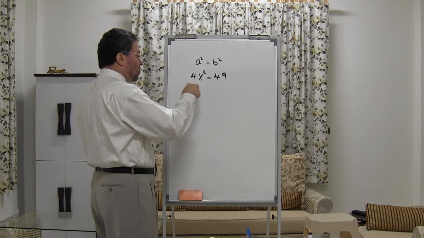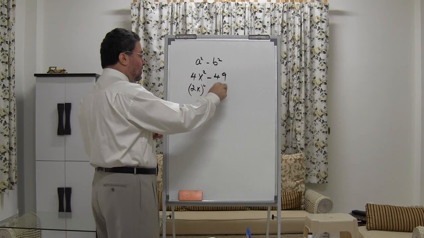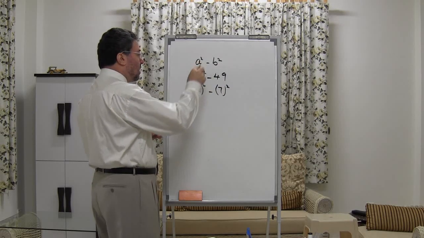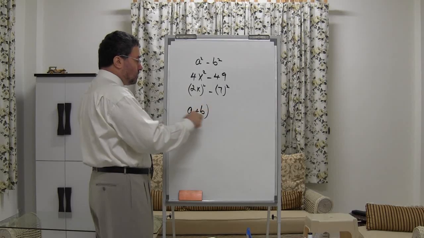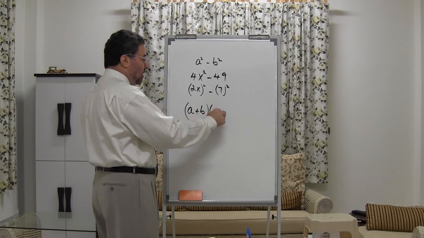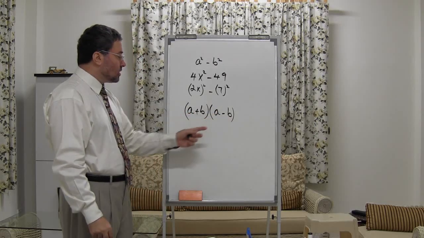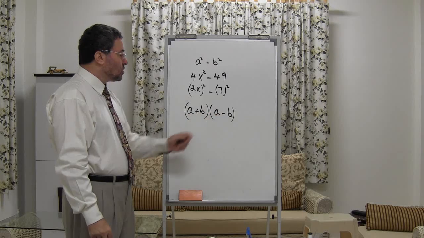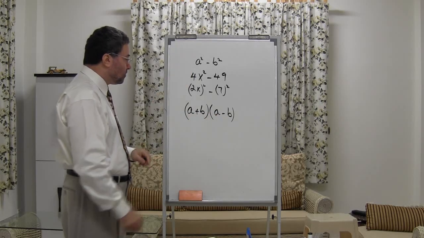This is the square of 2x, and this is the square of 7. Now the way we factor this is as such: the sum times the difference. We have seen this before, and we call these conjugates. So when we multiply these two binomials, we get a squared minus b squared.